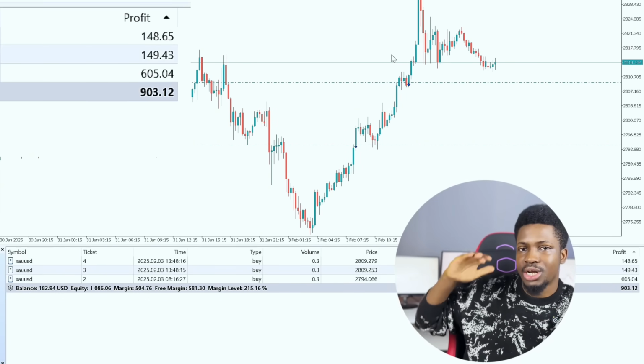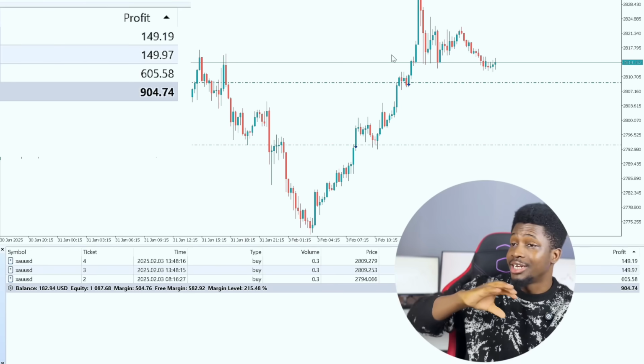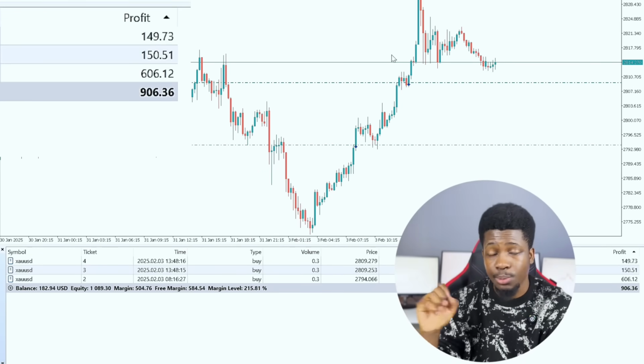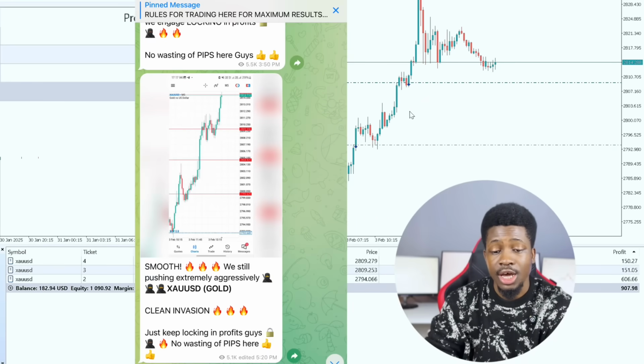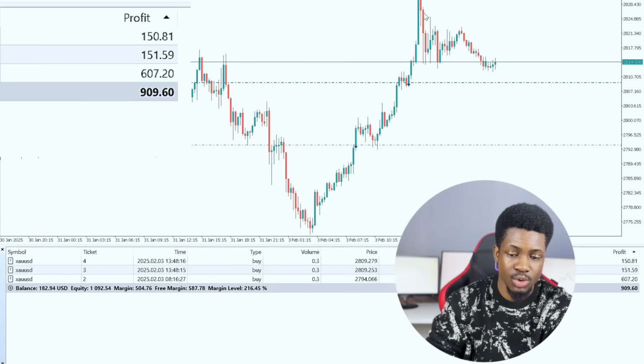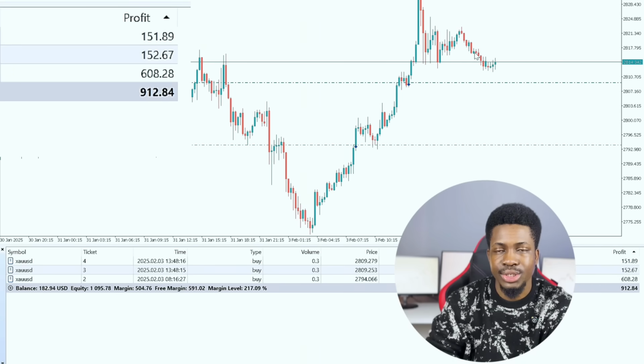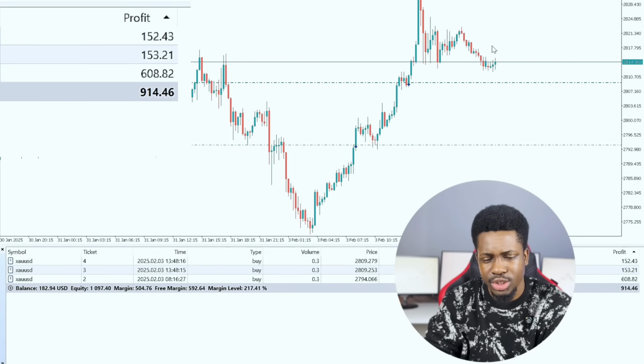I always state on our private channel and also on our free channel that nobody is permitted to waste even a single pip. All we're doing is locking in our profit, so this particular stop has been pushing up towards this level. What we noticed was a sudden rejection towards the bottom again, and now it's stuck around this region, just playing around it smoothly like that.